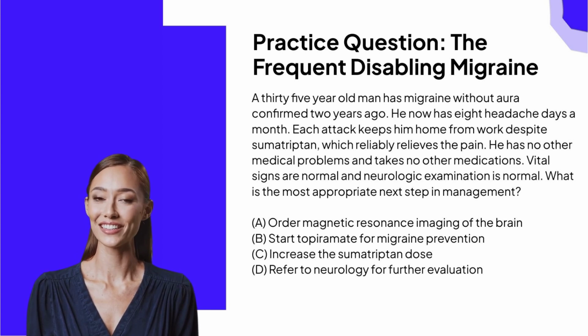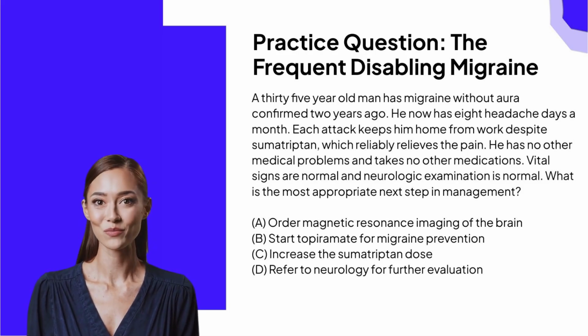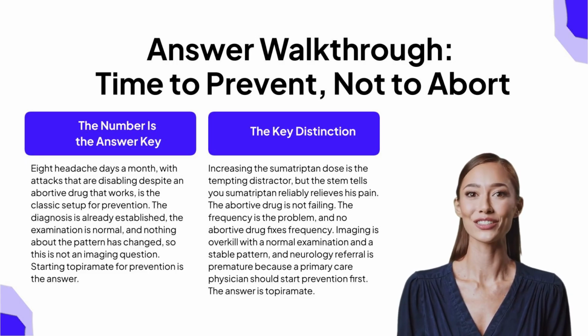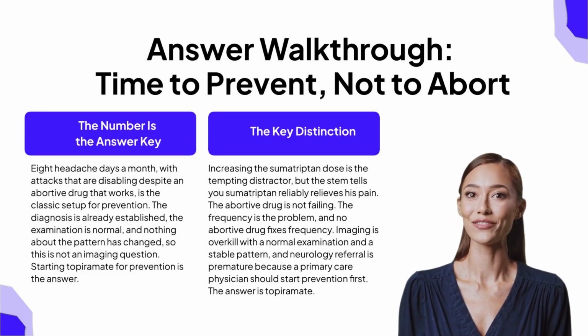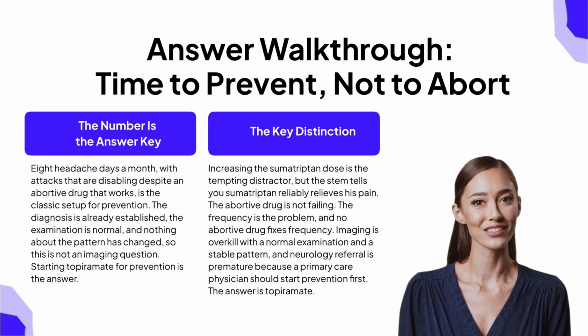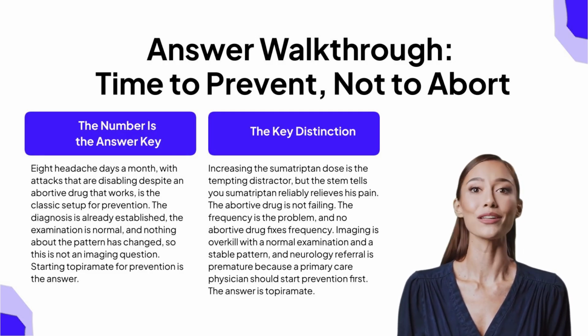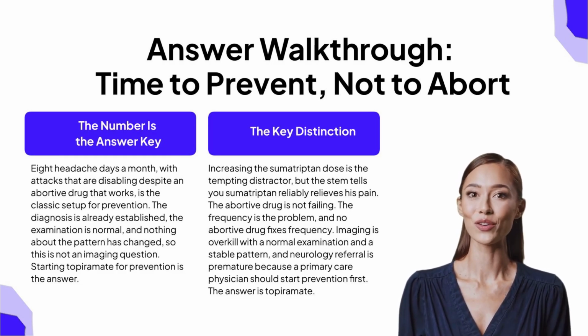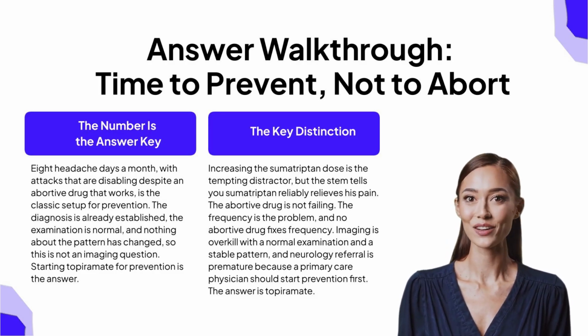2 details in this stem are doing all the work, and one of them is designed to pull you toward the wrong answer. Choose your answer, and we will reason through every option. Let us break this down. The number is the answer key. 8 headache days a month, with attacks that stay disabling even though the abortive drug works, is the textbook setup for starting prevention. The diagnosis is established. The examination is normal and the pattern has not changed, so magnetic resonance imaging is once again the overkill trap.